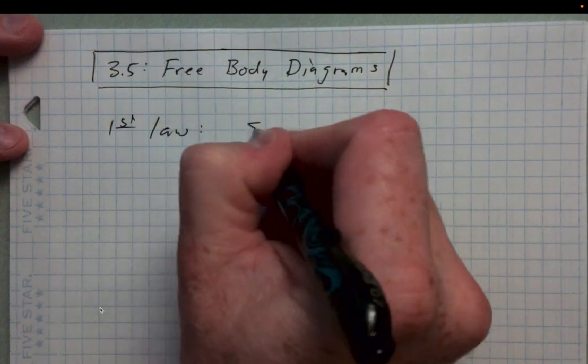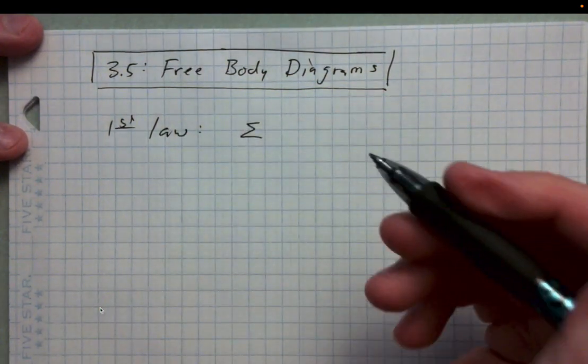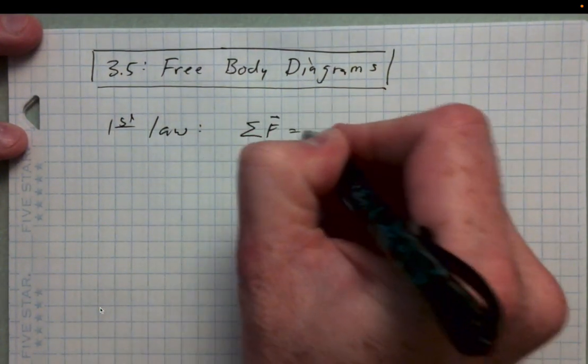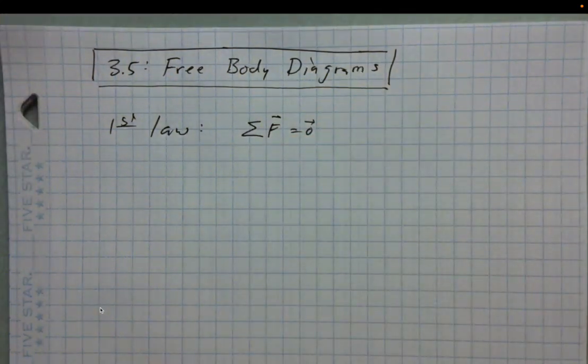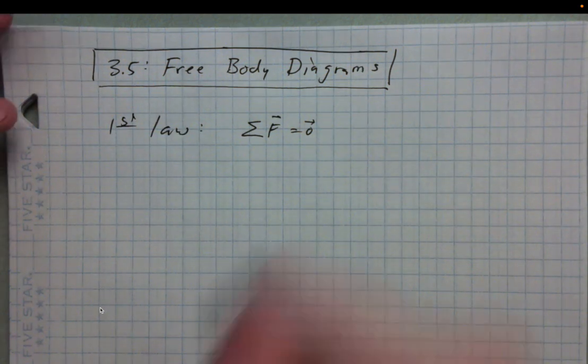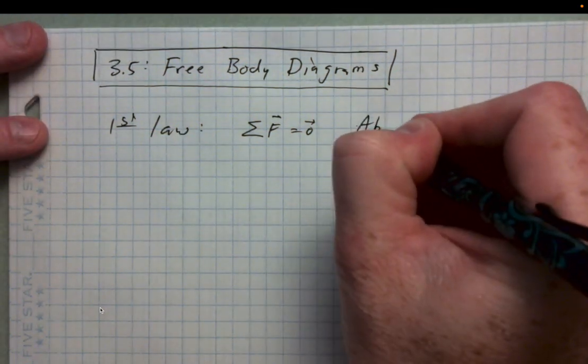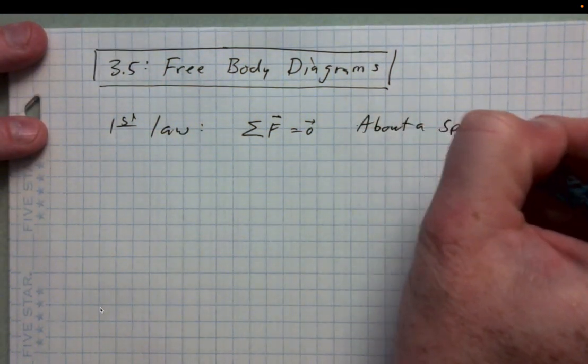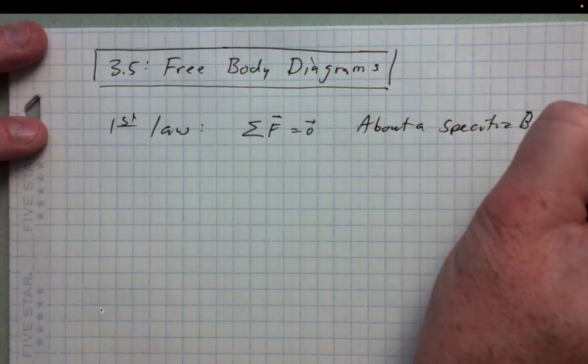So specifically, when we think of Newton's first law, of course, it is that objects at rest will remain at rest unless acted upon by an outside force, and objects in motion will remain in motion unless acted upon by an outside force. So in the case of the first law, we are talking about a specific body.